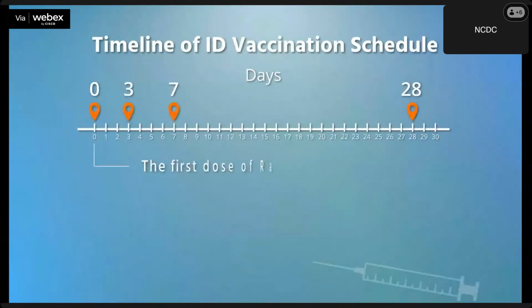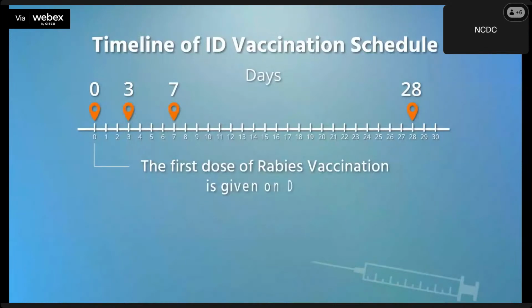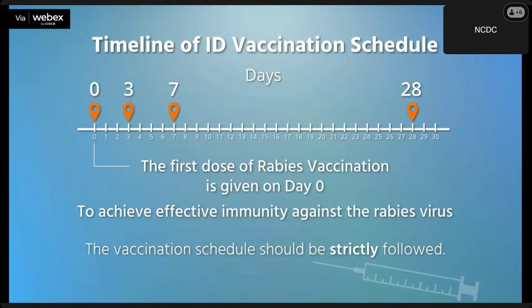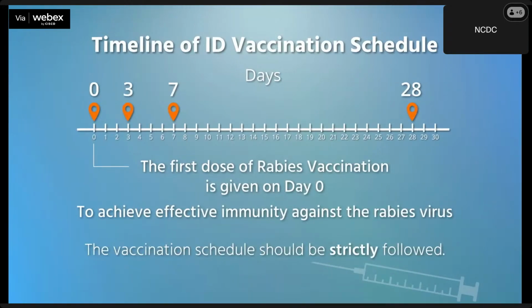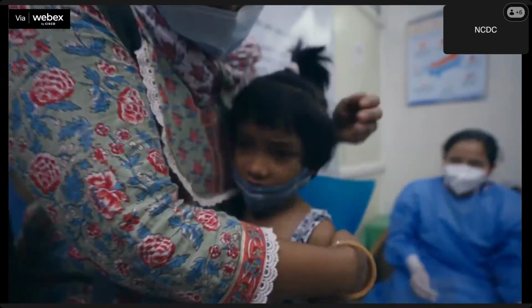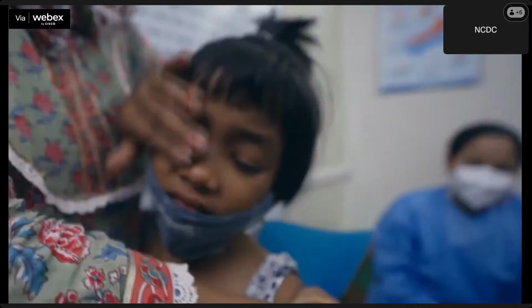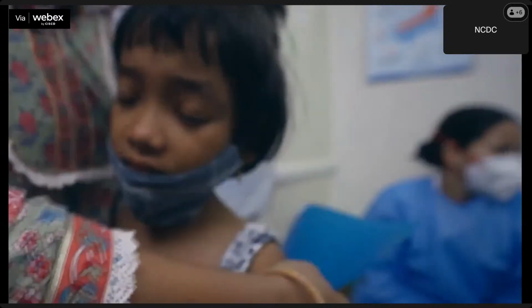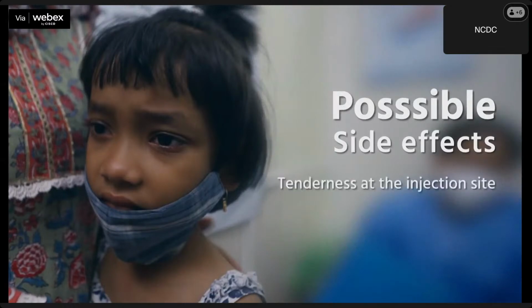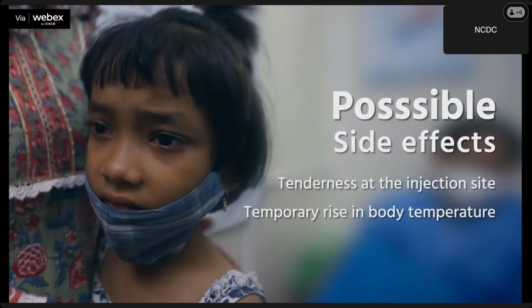The first dose of rabies vaccination is given on day 0 to achieve effective immunity against the rabies virus. The vaccination schedule should be strictly followed. Sonakshi is in pain and crying. The nurse advises her mother not to rub the injection site and not to apply anything on it. She informs her mother that there may be tenderness at the injection site and a temporary rise in body temperature; these are possible side effects that do not require treatment.